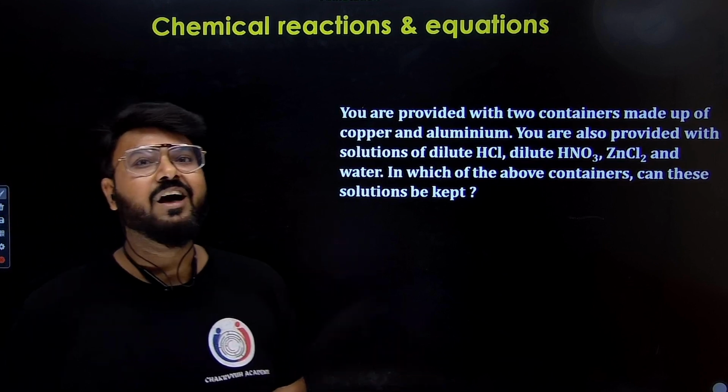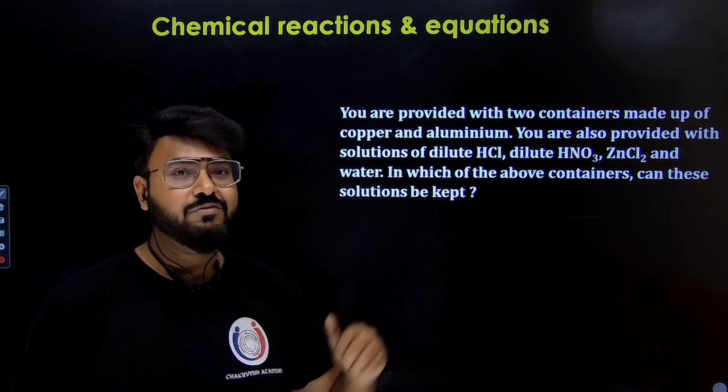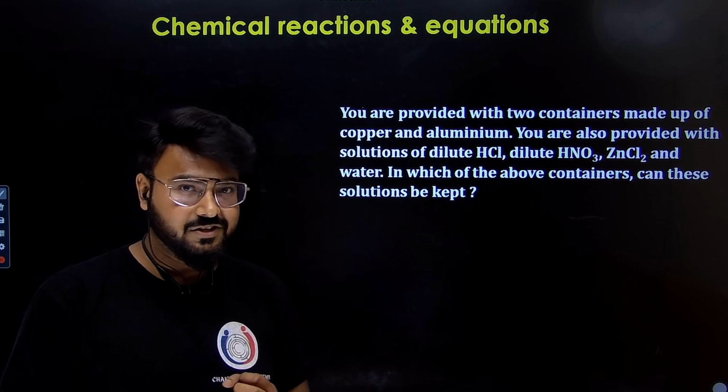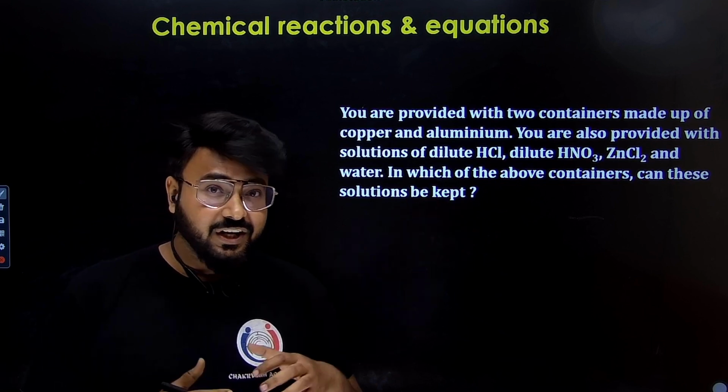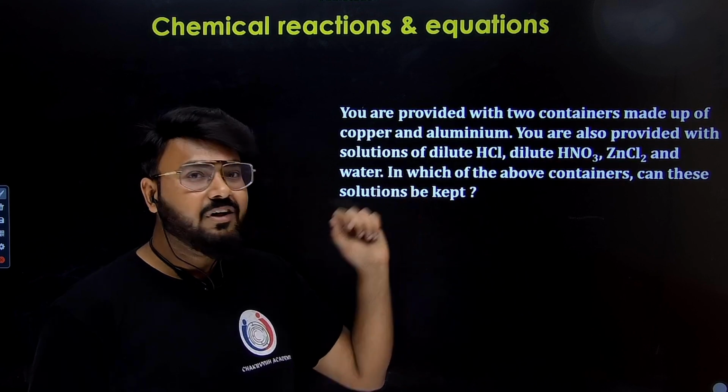They're saying we have two containers. One is made of copper, one is made of aluminium. Now they have given us four solutions: dilute HCl, dilute HNO3, zinc chloride, and water. They are asking which of the solutions can be kept in a copper container and which can be kept in an aluminium container.